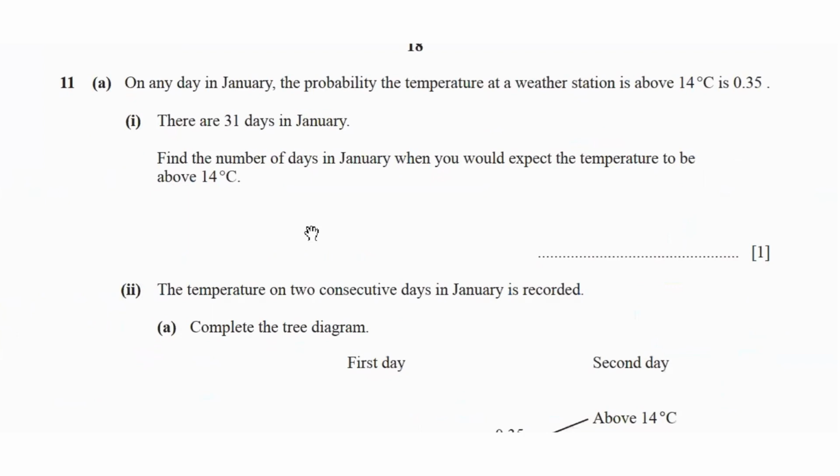Question 11 says on any day in January, the probability that the temperature at a weather station is above 14 degrees Celsius is 0.35. There are 31 days in January. Find the number of days in January when you would expect the temperature to be above 14 degrees Celsius. So for this, you just multiply 0.35 by the number of days, which is 10.85. So that is approximately 11 days.